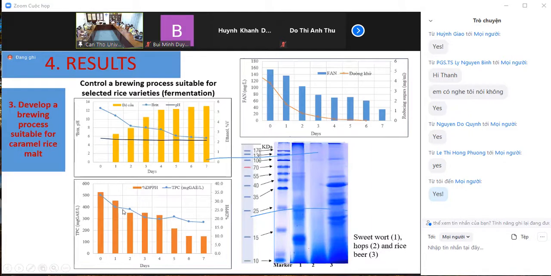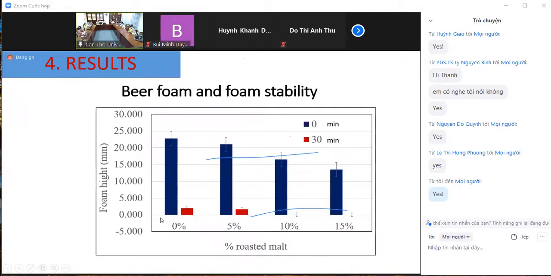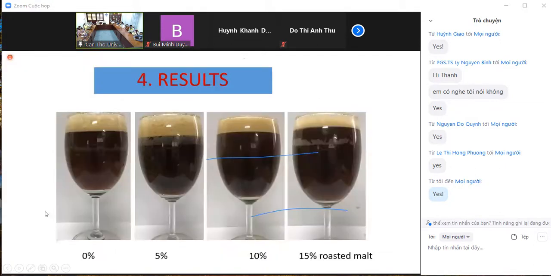This is some information about foam formation in the beer with some proportions of rye malt addition in the mash. This is the feature, some features about rye beer with different ratios of rye malt in addition to the mash.